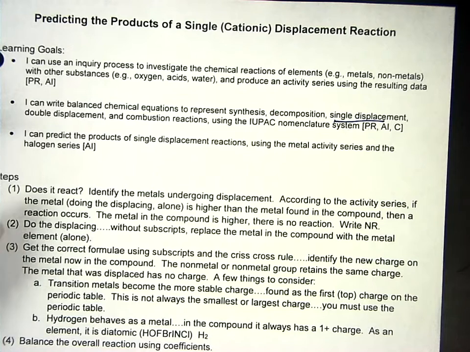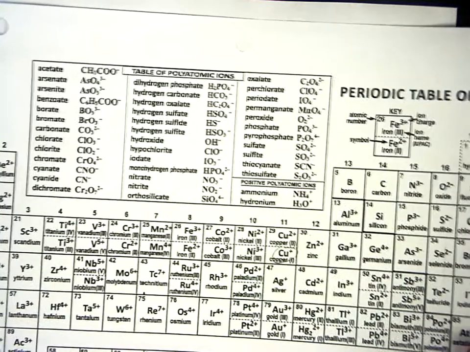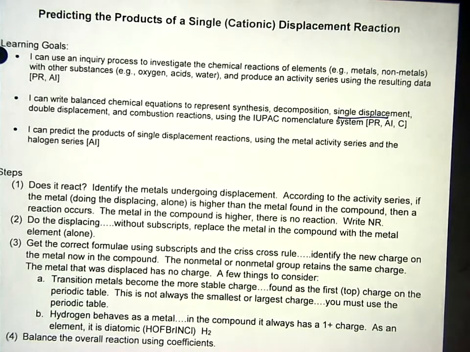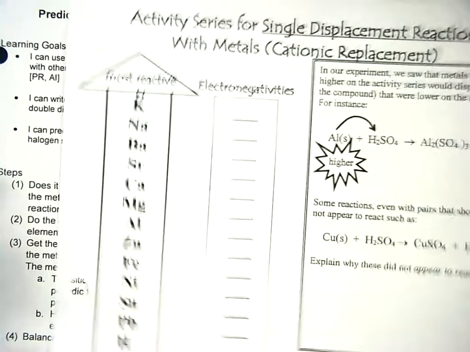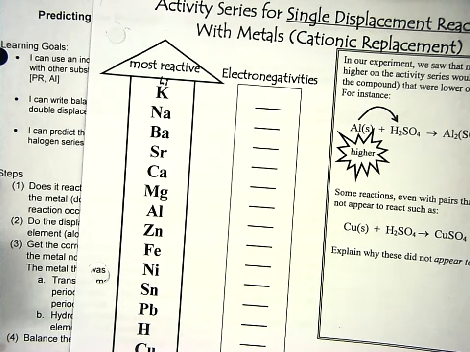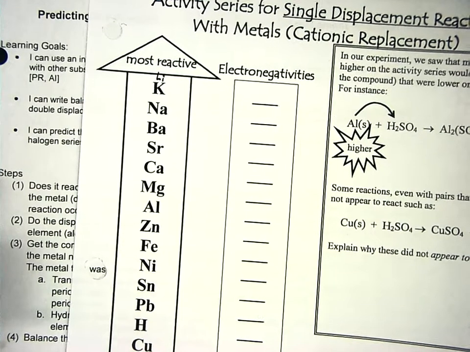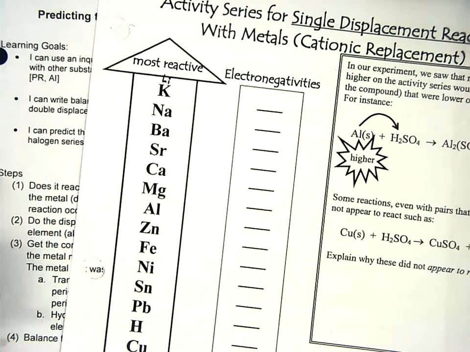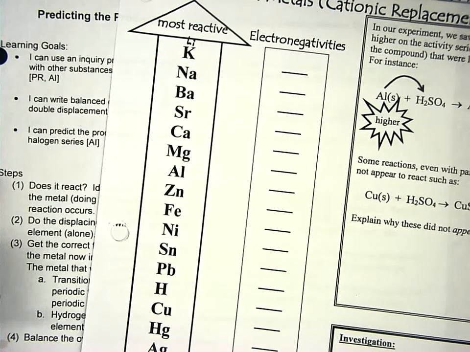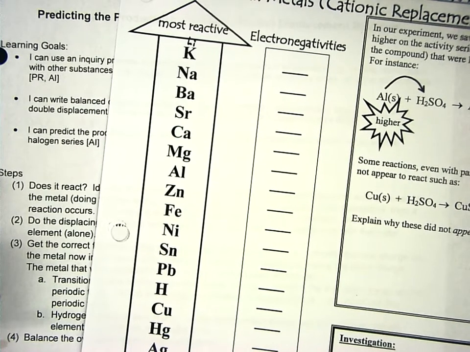Okay, so you're going to need a few materials. You should have this sheet, which is the periodic table with all the charges, and then also you should have this sheet which shows the activity series, or the reactivity series, if you'd like to call it that. This is roughly the order. This is the actual order. Your elements should have fallen in somewhere in this area.